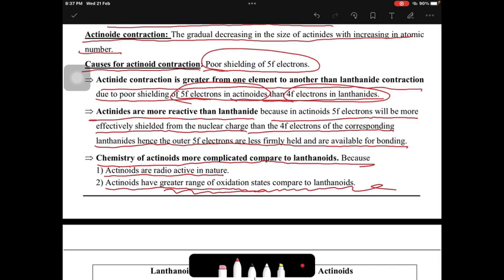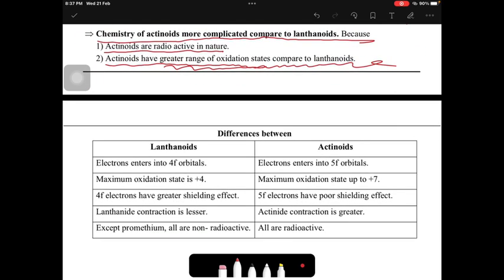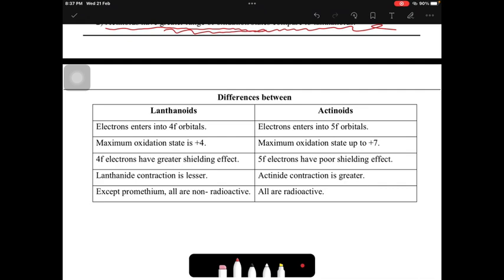That's it, students, about d and f block elements. One last concept remains, that is the difference between lanthanides and actinides. It is very, very important.